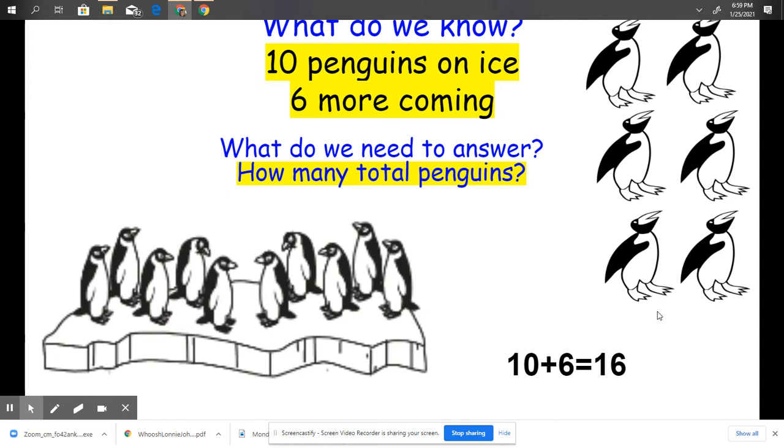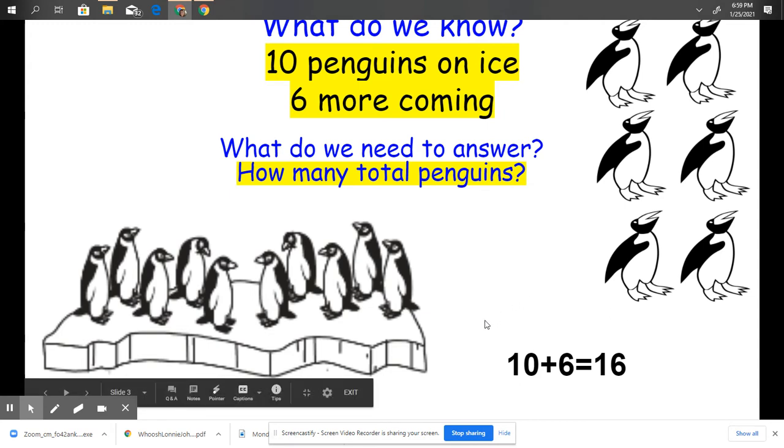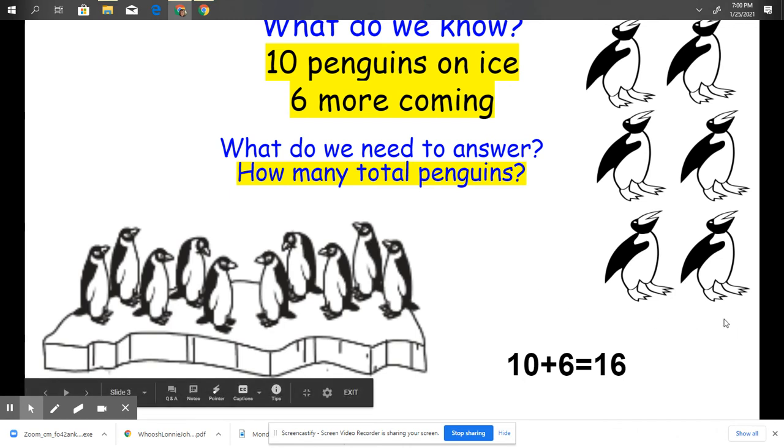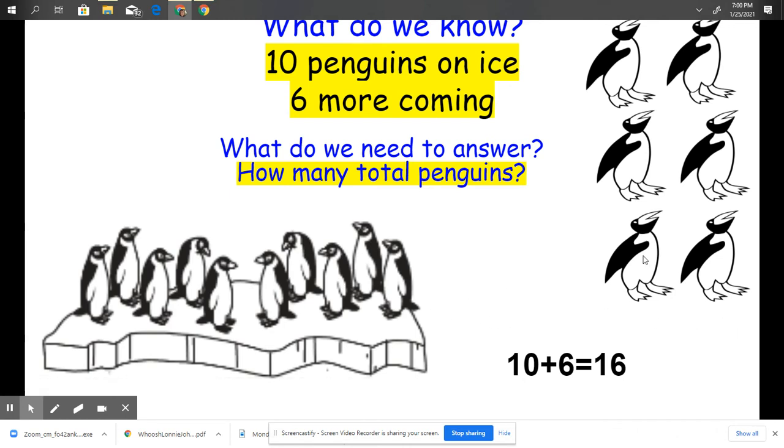And I made a drawing, because I know I can always make a drawing to help solve my math problems. So I've got my drawing of my 10 penguins, 1, 2, 3, 4, 5, 6, 7, 8, 9, 10, and my 6 friends that are swimming toward them. So I can count on from 10: 11, 12, 13, 14, 15, 16.